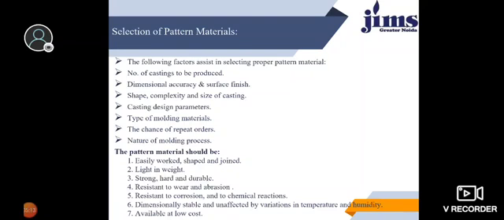Then what should be the material of the pattern? There are certain properties of a pattern material. The pattern material should be easily worked, so that we can machine it into any required shapes and joints. It should be light in weight. It should be strong, hard and durable.